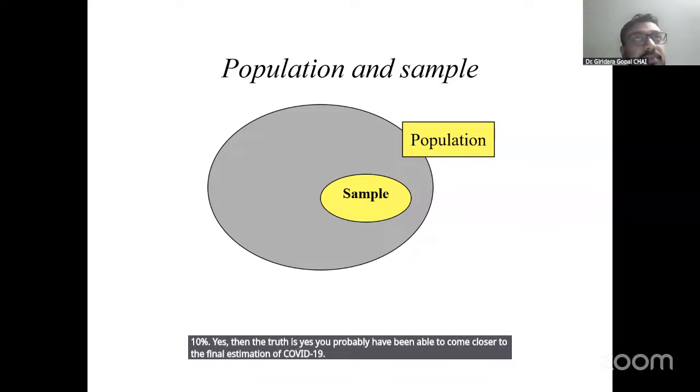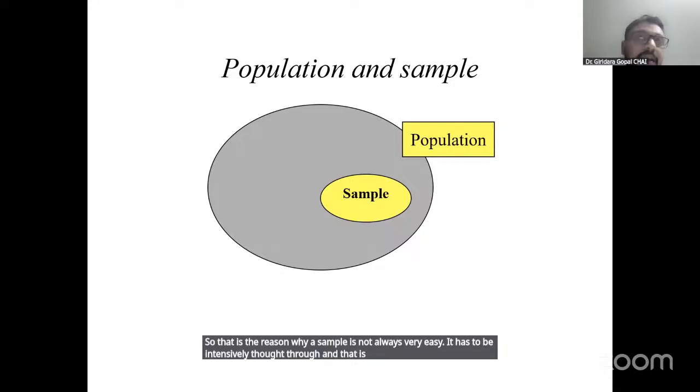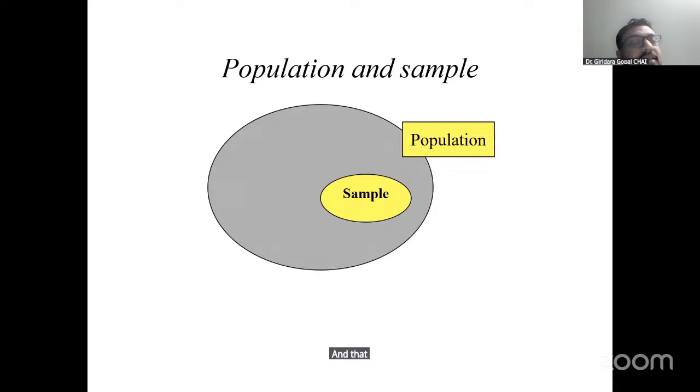So that is the reason why a sample is not always very easy. It has to be intensively thought through. And that is where, when you read research journals or any paper, and I'm not speaking only from the perspective of public health, even in clinical health, if you do any studies or read papers on radiology, pathology, you will have to define what your sample is. And that is usually written in the inclusion criteria and exclusion criteria, right?